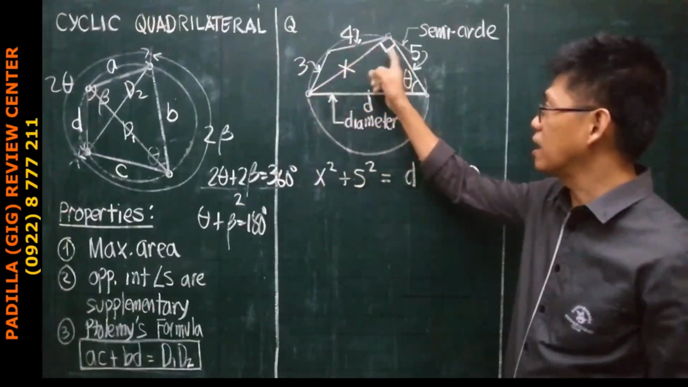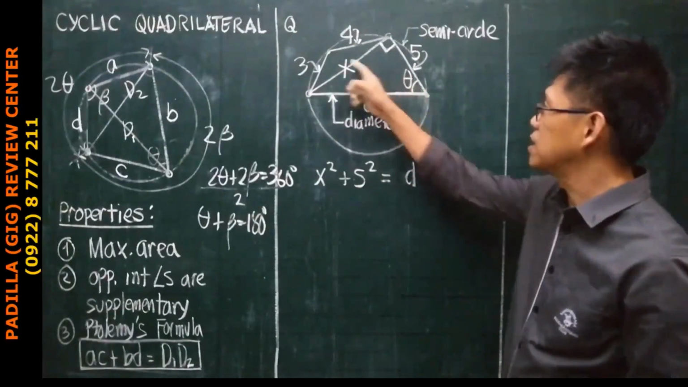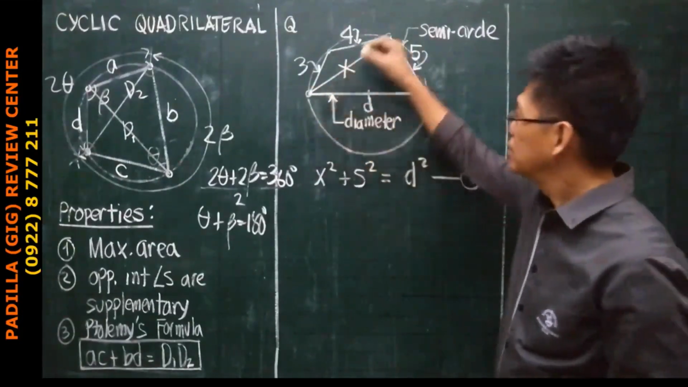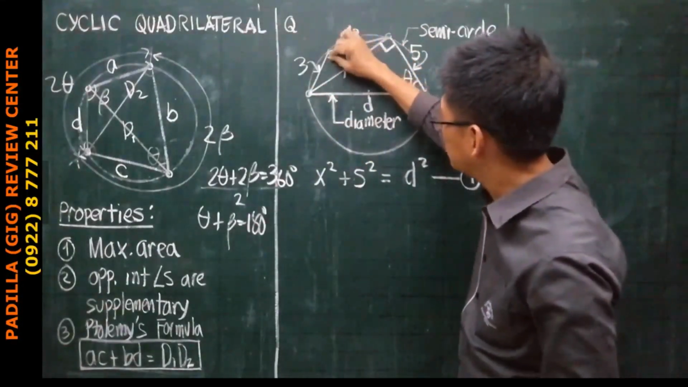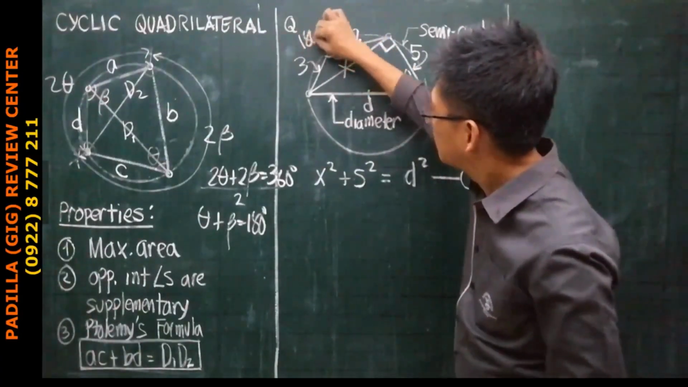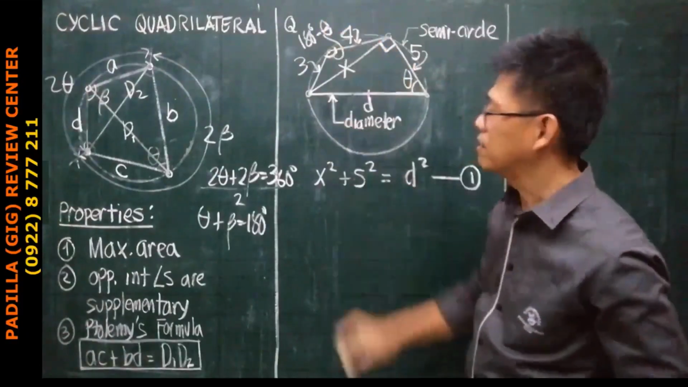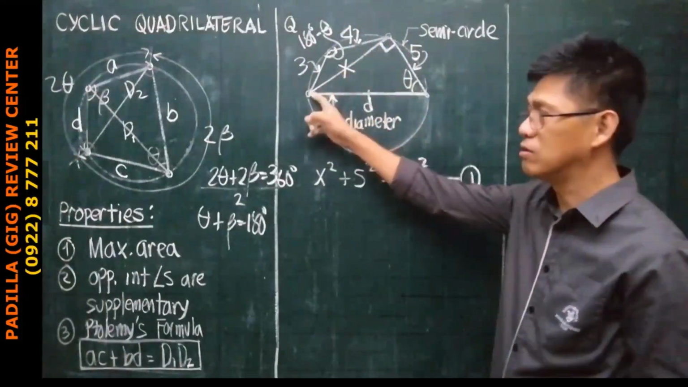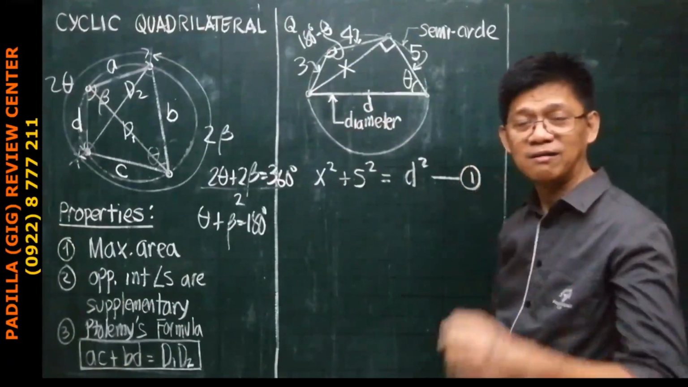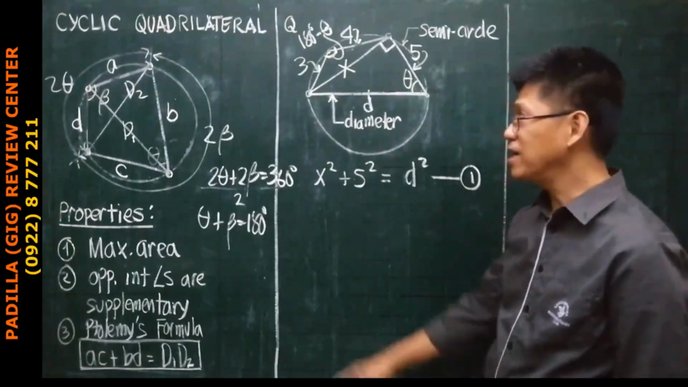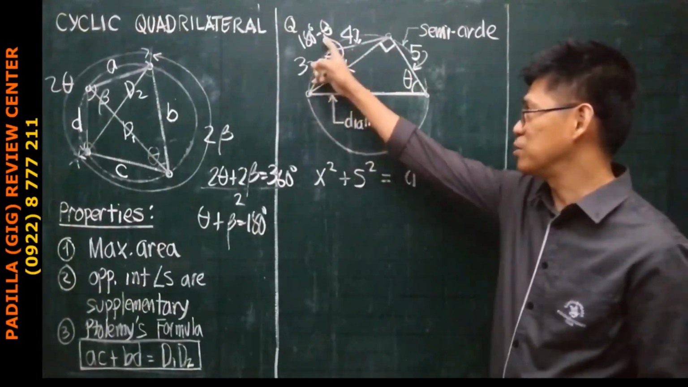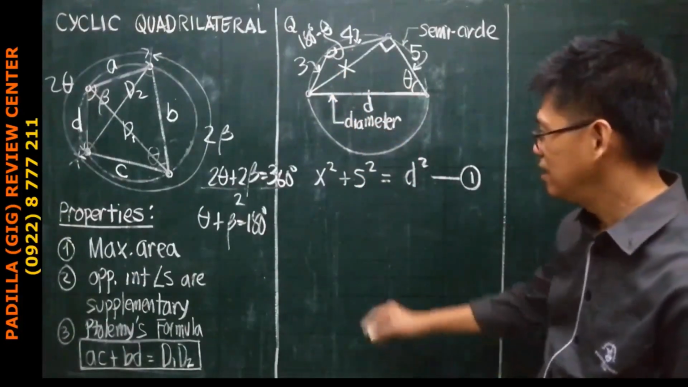Now, considering this triangle, take note, if this is theta, the sum of opposite angles of this quadrilateral is 180, right? So, if this is theta, this angle must be 180 degrees minus theta. Therefore, from this triangle, I know two sides, but one is still missing. But I can establish an equation in this triangle in terms of theta and x, so let me apply cosine law.